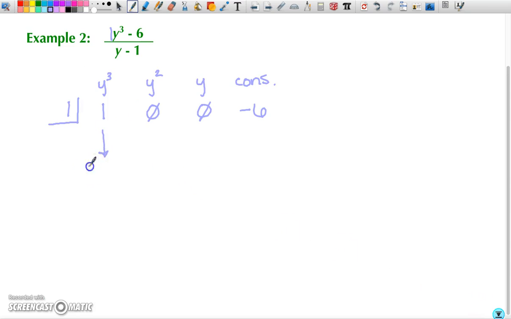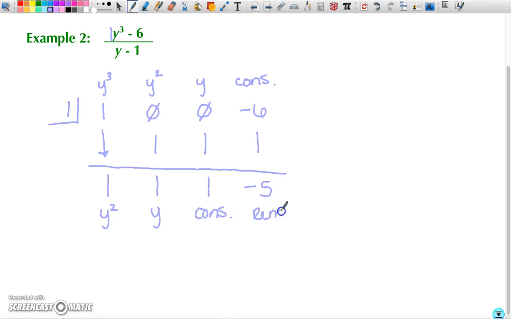So what you do is drop your first one down always. You take this one and multiply it by the number in the box and write that here. Add them together. Take this number, multiply it by the number in the box, write it here. Add these two together. Take this number, multiply it by the number in the box, write that here. Add them together. Then when you go to write your final answer, whatever your beginning started with in your problem, your answer is going to start with 1 less. So since this was y cubed, this will be y squared, y, constant, and remainder.